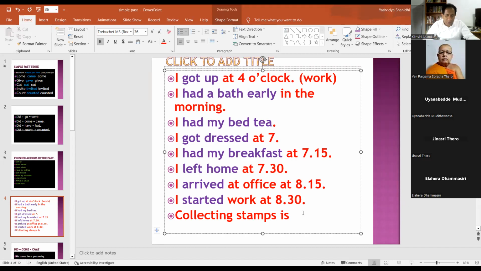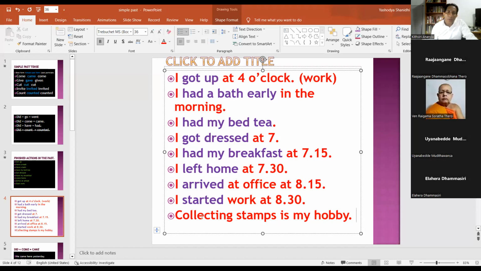Collecting stamps is my hobby. I took a very simple example. So here collecting is a noun. Simply by having ing at the end of a verb, the verb can be made a noun. Collecting stamps is my hobby. And here I start work at 8:30.